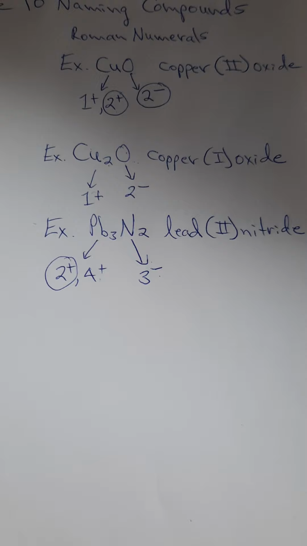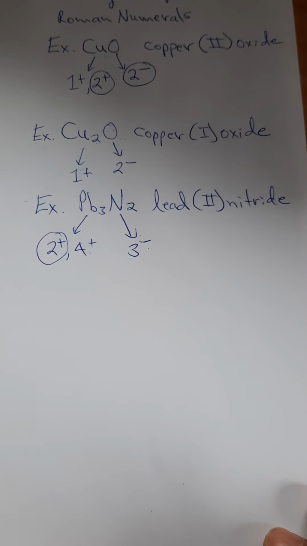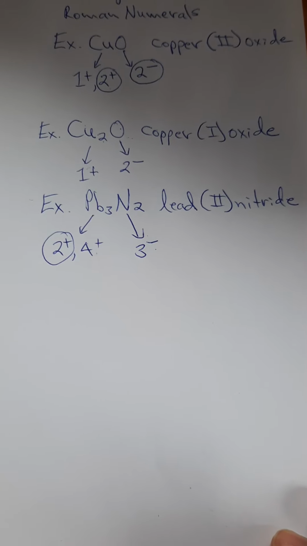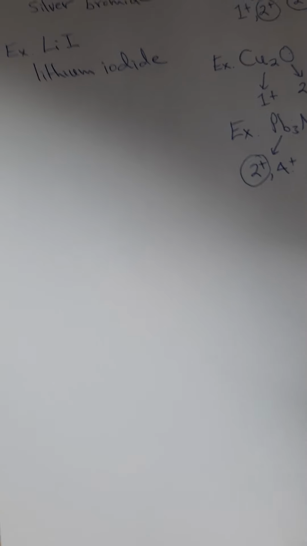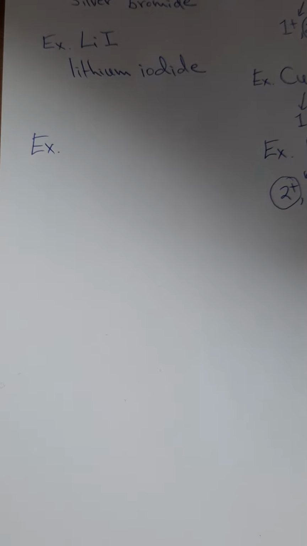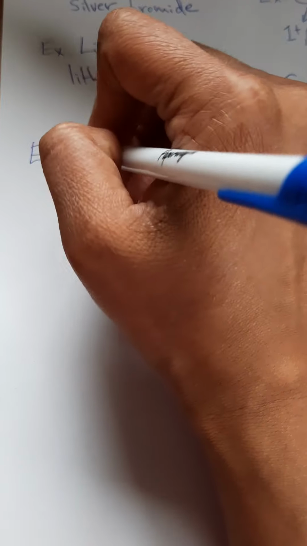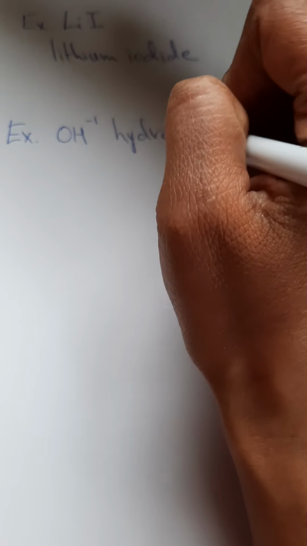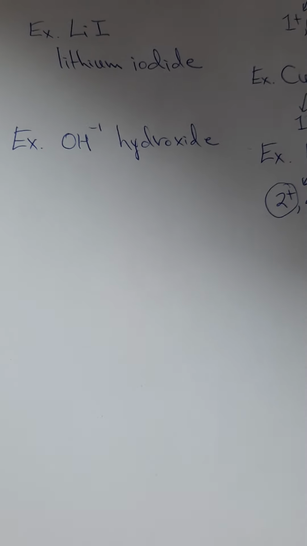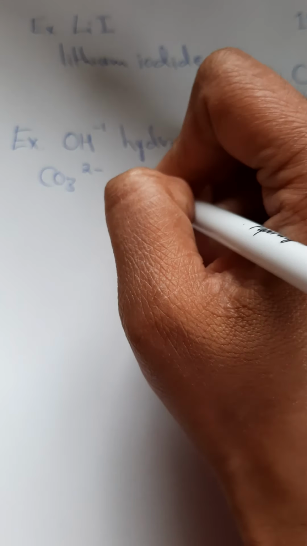So what we're going to move on to is naming compounds that contain polyatomic ions. Let's write it on this side right here. I should know some of these polyatomic ions and the names of them. So I'm going to put a couple of them here. OH is hydroxide. I would know CO3, the charge is 2-. This is carbonate.